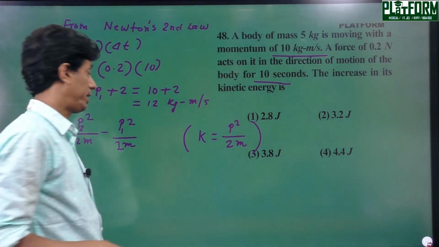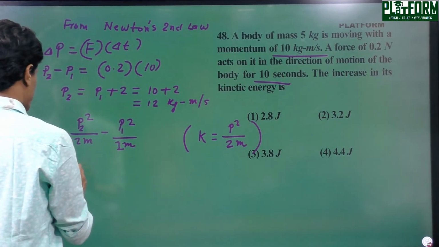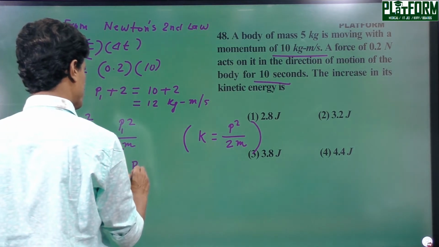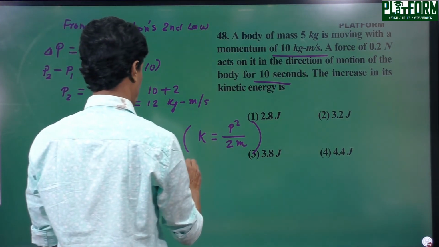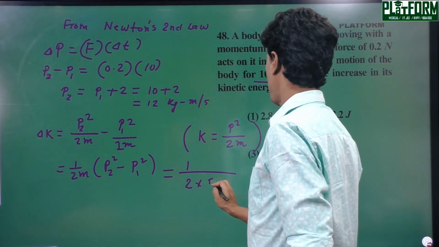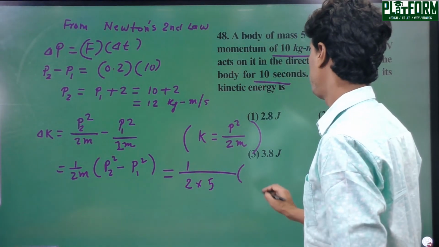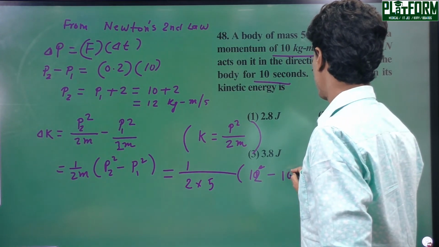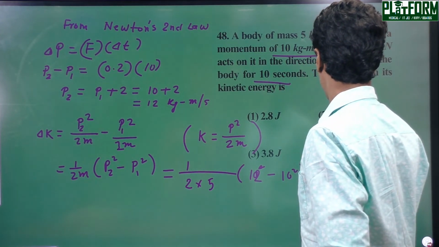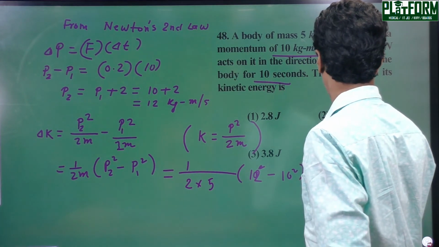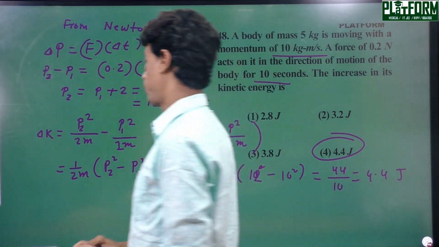Very basic formula, and it is 1 by 2m times (P2 square minus P1 square). Putting in the values, 1 by 2 into 5, and P2 means 12 square, 12 square minus 10 square, so this is 44 by 10, and finally it is 4.4 joule, and the right option matches with 4. Next problem.